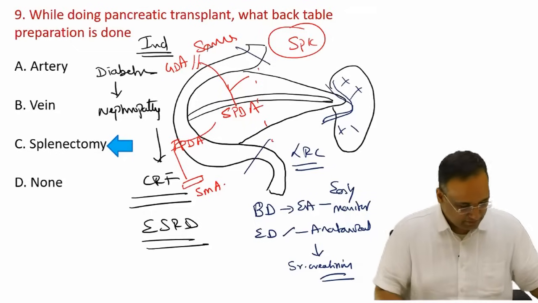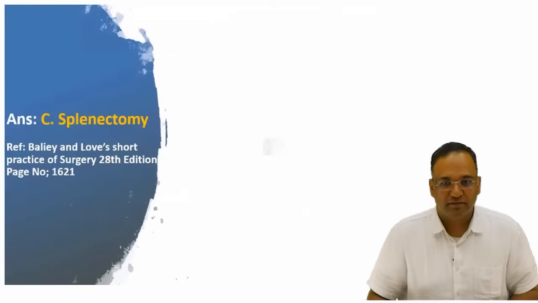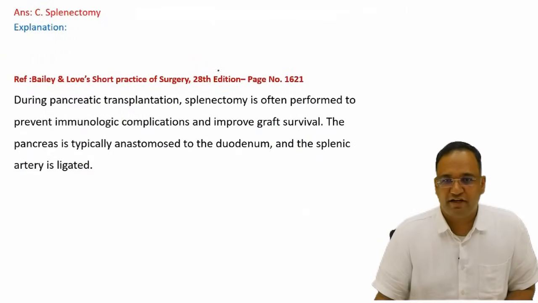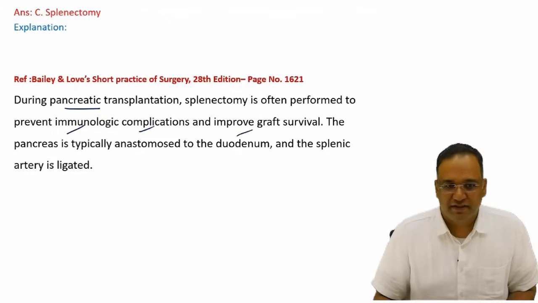Is it all okay? So, 28th edition of Bailey and Love says, page 1621: During a pancreatic transplant, splenectomy is often performed to prevent immunological complications and improve the graft survival. The pancreas is typically anastomosed to the duodenum and the splenic artery is ligated. Okay.